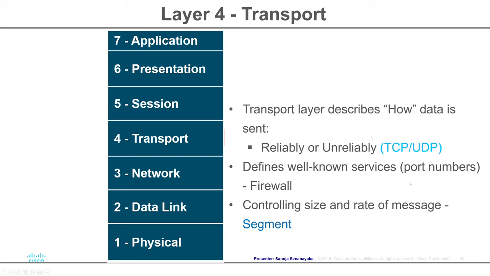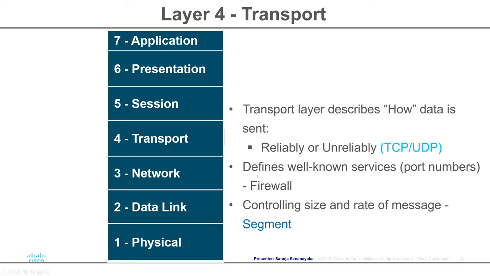So you should be able to define well-known services that use TCP and UDP in the transport layer and the port numbers associated with them. Firewalls, for example, typically operate in this transport layer, layer number 4. It can also be used for controlling the size and the rate of the message, which is the segment. For now, in this presentation, I will not go into depth, but I will talk about the transport layer and different TCP and UDP applications and port numbers in future lectures. For now, just remember the transport layer is responsible for how data is sent, it includes the TCP and UDP stuff, and devices such as firewalls use the transport layer to operate.